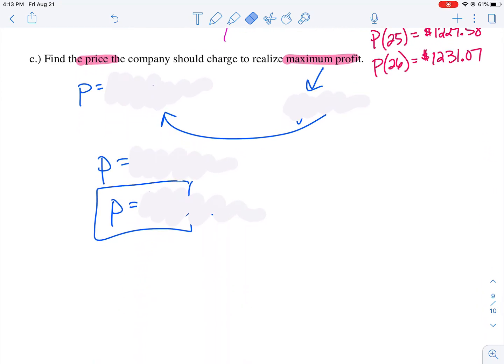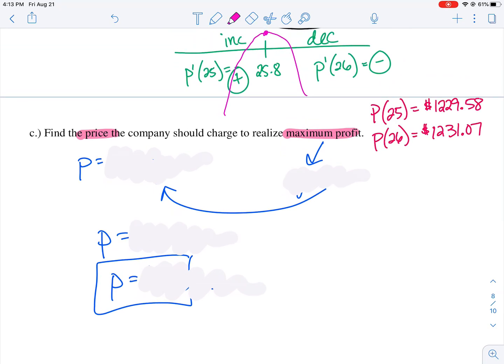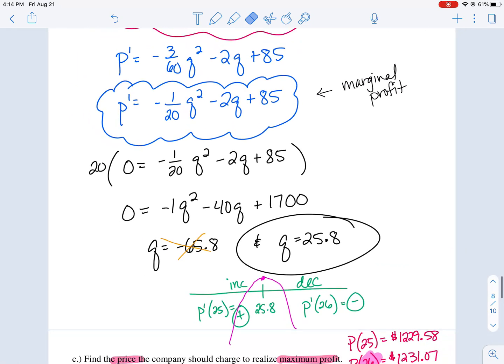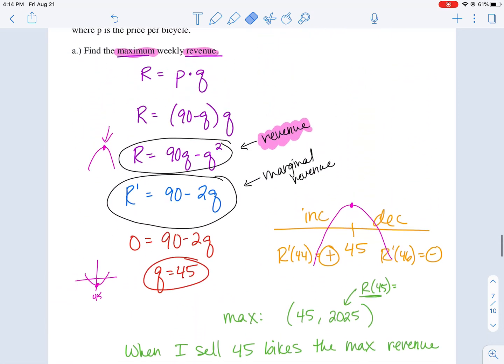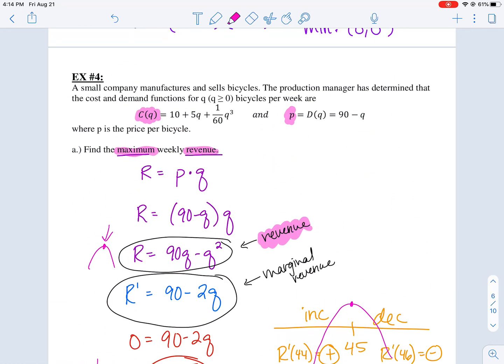Look at C. C says find the price that the company should charge to realize the maximum profit. Well, we know then that the maximum profit is going to happen when we sell our 26 bikes, right? And so that means Q equals 26. We've got to figure out what price we want to charge. Now be careful with all these different P's. The P in the last part of the problem was profit, not price. Remember, if you go back to the very beginning of the problem, this equation represented the price of my bike.